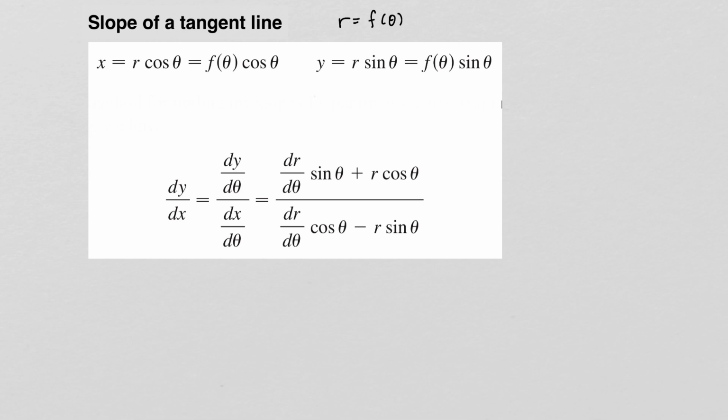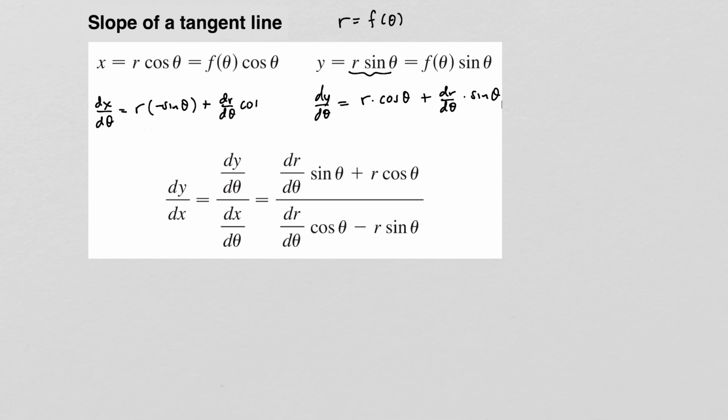So what is dy d theta? Well, again, remember, to do dy d theta, you have to use the product rule here. And so what I have is first times derivative of the second plus the second times the derivative of the first. So it looks something like this. And then dx d theta, I can do the same thing. First times derivative of the second plus the second times the derivative of the first.